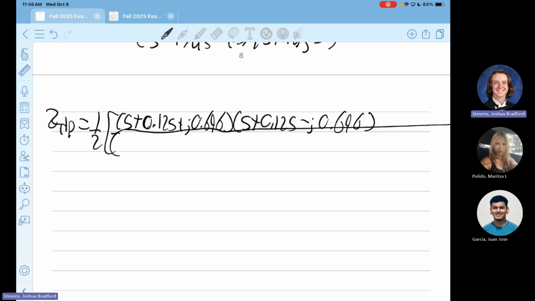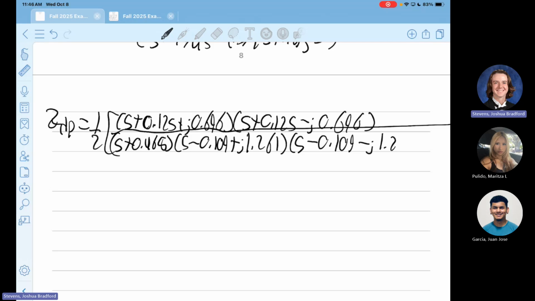The denominator is going to have 3 zeros. S plus 0.468, that is an 8. Then this one becomes S minus 0.109 plus j 1.261, and then S minus 0.109 minus j 1.261. So that is those equations.